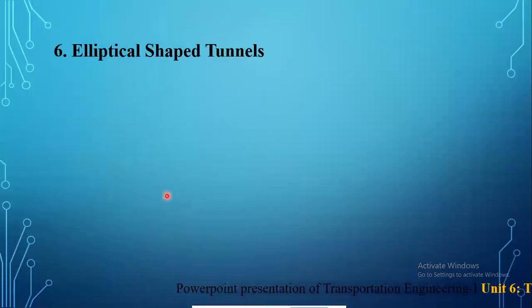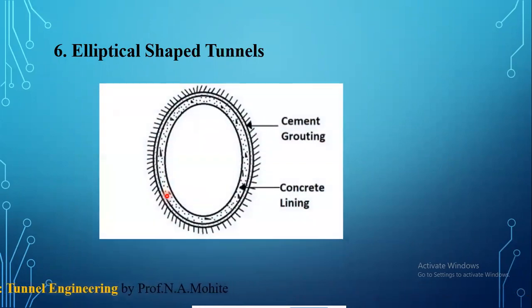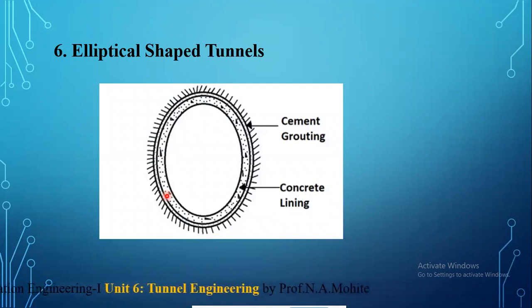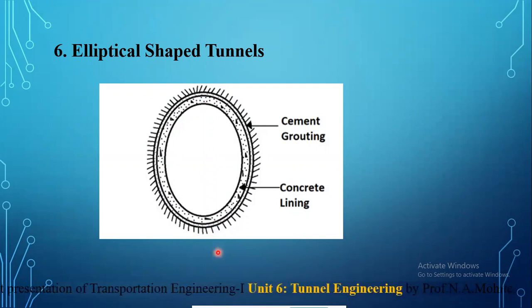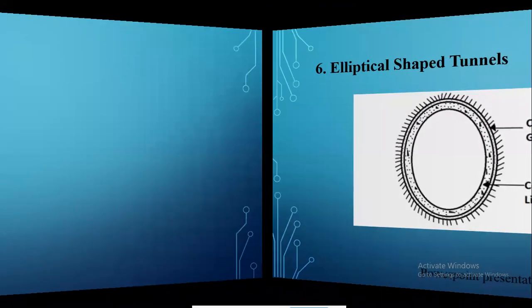Next one is the elliptical shaped tunnel. For carrying water, elliptical shaped tunnels are more appropriate, and these are more suitable in softer materials, and for better resistance to external pressure. The major axis of this tunnel is maintained vertically. So this is nothing but the major axis. In order to ease the external pressure, it is maintained vertically in the case of elliptical shaped tunnels.